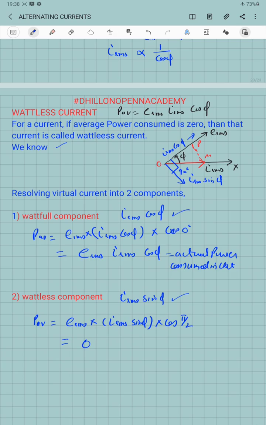That's why, in order to have a minimum amount of this wattless component of the current, the phase angle between voltage and current should be kept as low as possible, so that the value of the wattless component of the current is almost zero, in order to keep the energy loss as minimum as possible.